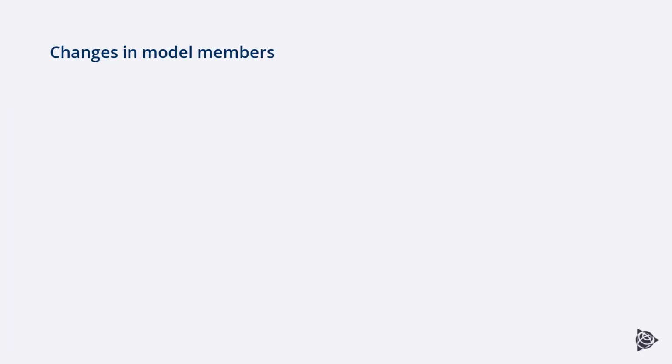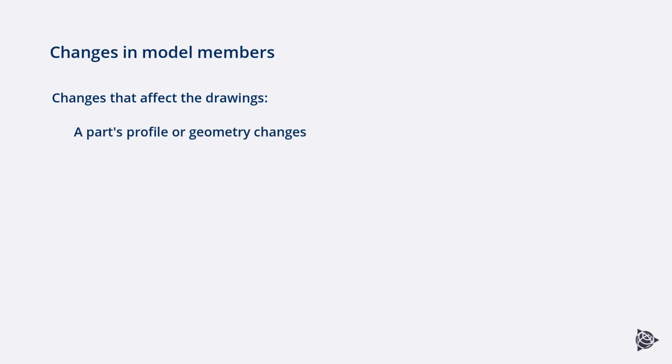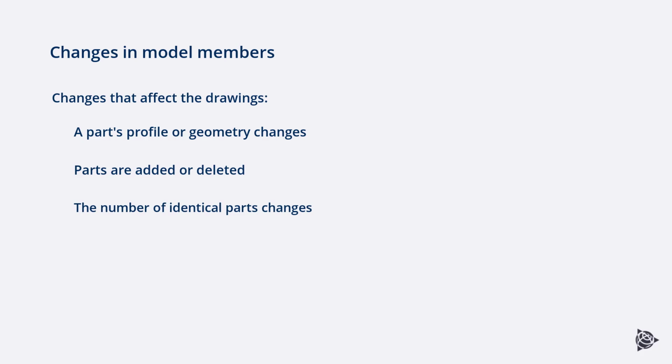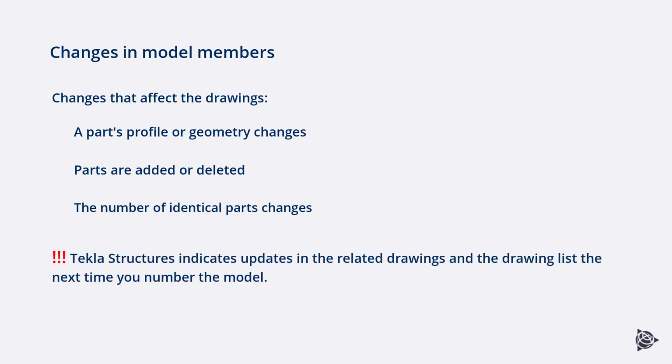Changes in the model members can result in the drawings no longer being up to date. The following are examples of changes that affect the drawings. A part's profile or geometry changes. Parts are added or deleted, or the number of identical parts changes. Tekla Structures indicates updates in the related drawings and the drawing list the next time you number the model. Numbering does not have to be up to date to create or open general arrangement drawings.